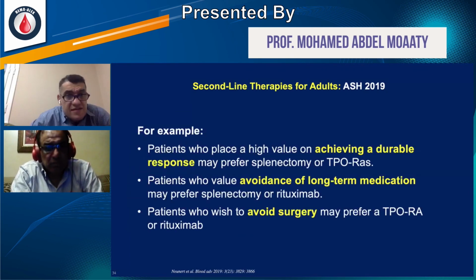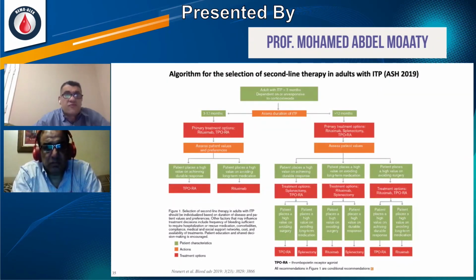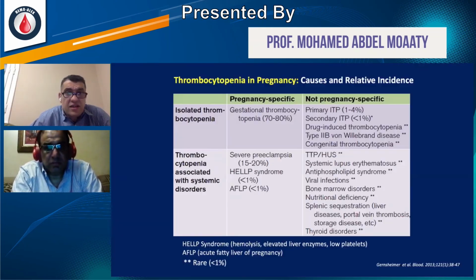According to this, patients who place a high value on achieving a durable response may prefer splenectomy. Patients who want to avoid long-term medication may prefer splenectomy or rituximab. On the other hand, patients who wish to avoid surgery may prefer TPO or rituximab. And this is a scheme for managing those patients with the second line, previously mentioned.